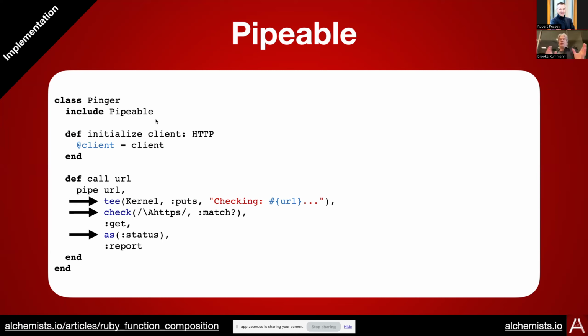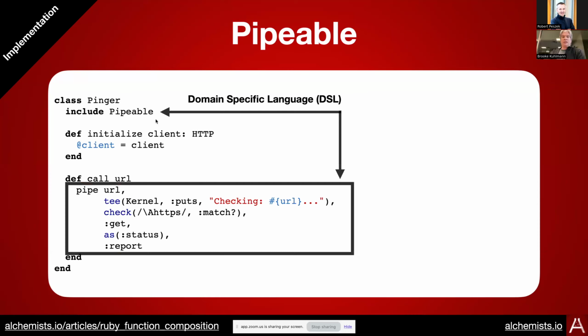Then we have a check to see if it's a secure HTTP request. And then as is basically a casting step. It takes the HTTP response and converts it into a status so that we can report on it. So that's the DSL that pipeable is doing. Now that's a limited set that I'm showing you. It actually has quite a few other steps that you can use in your pipe, but these are just a small set for demonstration.